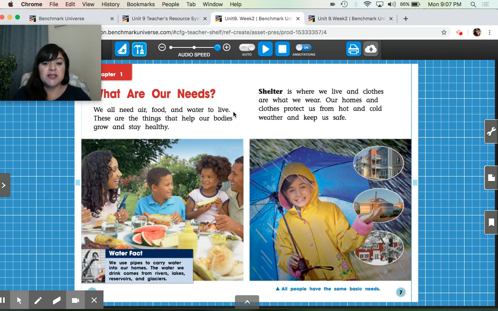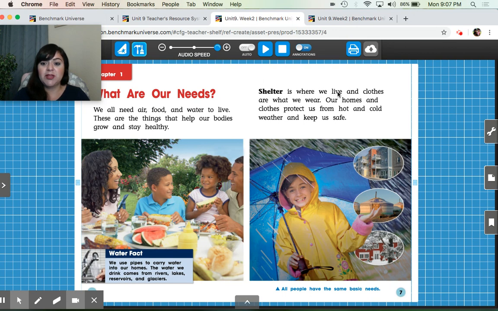These are the things that help our bodies grow and stay healthy. So those things we all need were air, food, and water. We all need blank to survive. Let's keep reading.